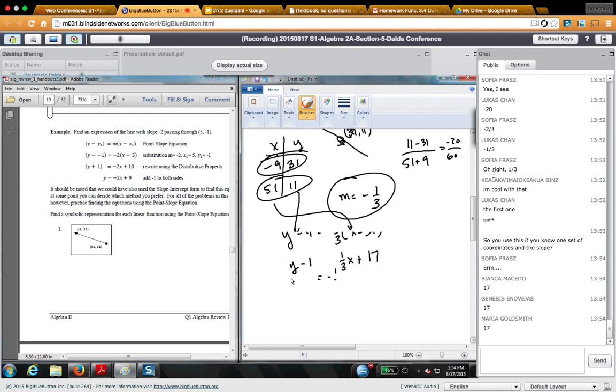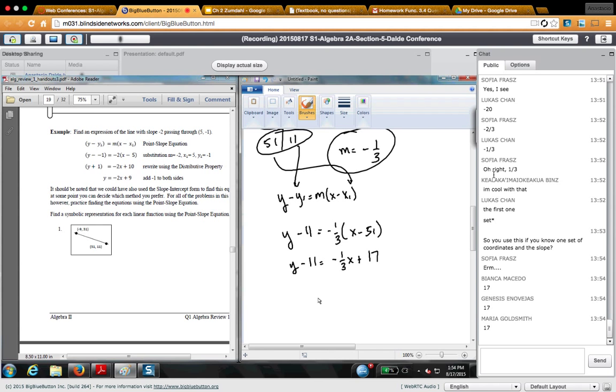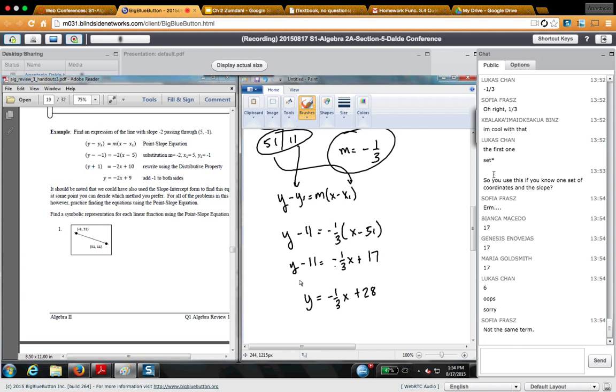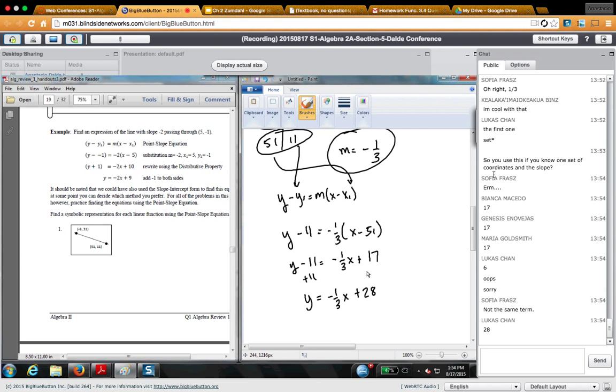And then I need to get y all by itself. So I have y equals negative 1/3 x plus, let's see, 28. By the way, why did I not add 11 to the 1/3? Riddle me that, my friend. I added 11 to both sides here. Why did I not add 11 to the 1/3?